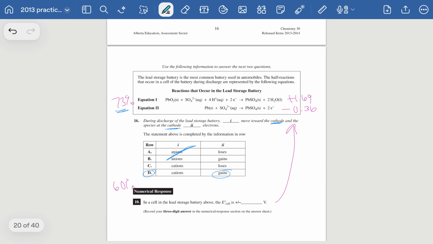Then the next part is asking for the cell potential. Just look at your data booklet. You are getting the cell potential of the first half reaction, then the second. Again, the one that's more positive is your cathode. So the E of the cell is always cathode minus anode. So stick that into your calculator and you'll get 2.05 volts.